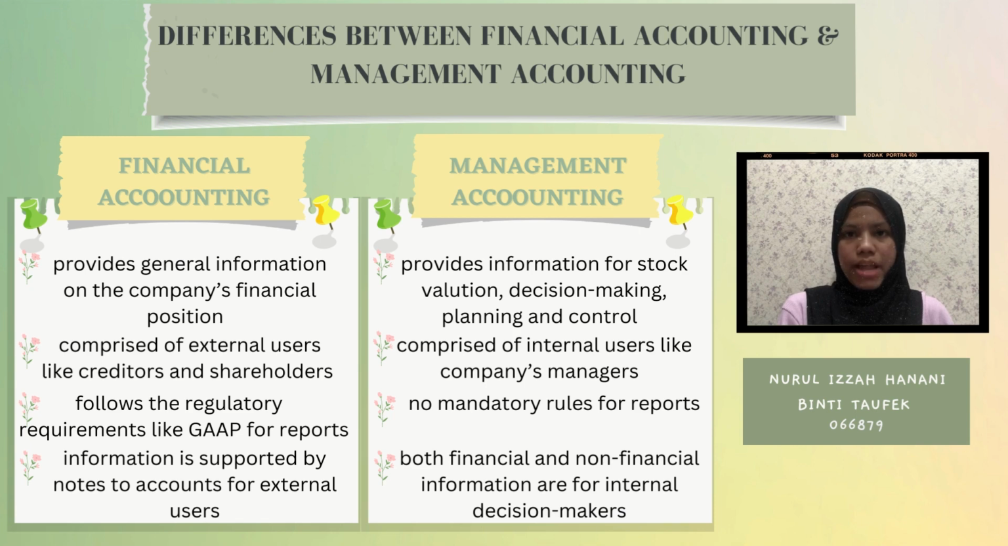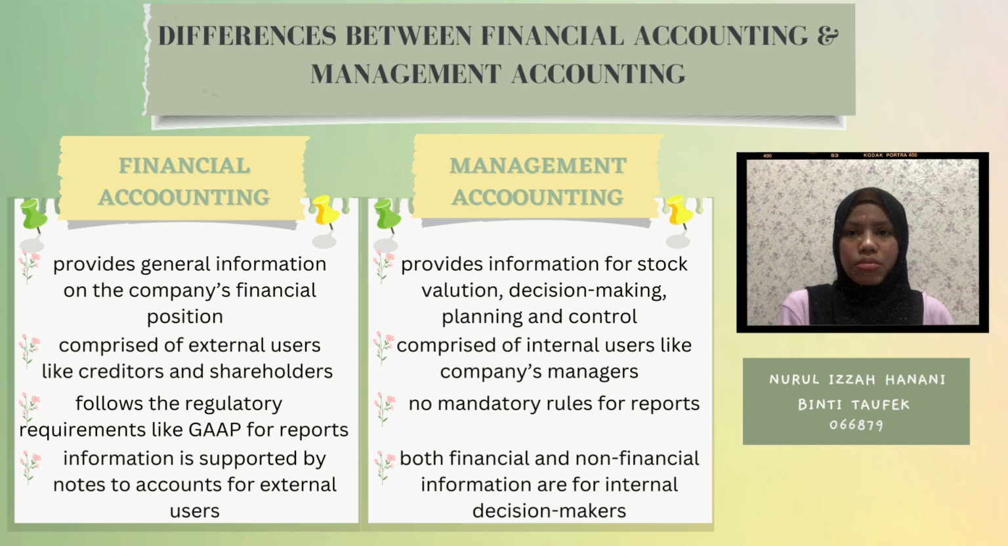Financial accounting and management accounting are different from each other. To begin, financial accounting differs from management accounting in that the objective of financial accounting is to provide general information on the company's financial position, whereas the objective of management accounting is to provide information for stock valuation, decision-making, planning, and control. External users of financial accounting include creditors and shareholders. Meanwhile, the users of management accounting are the company's internal managers.